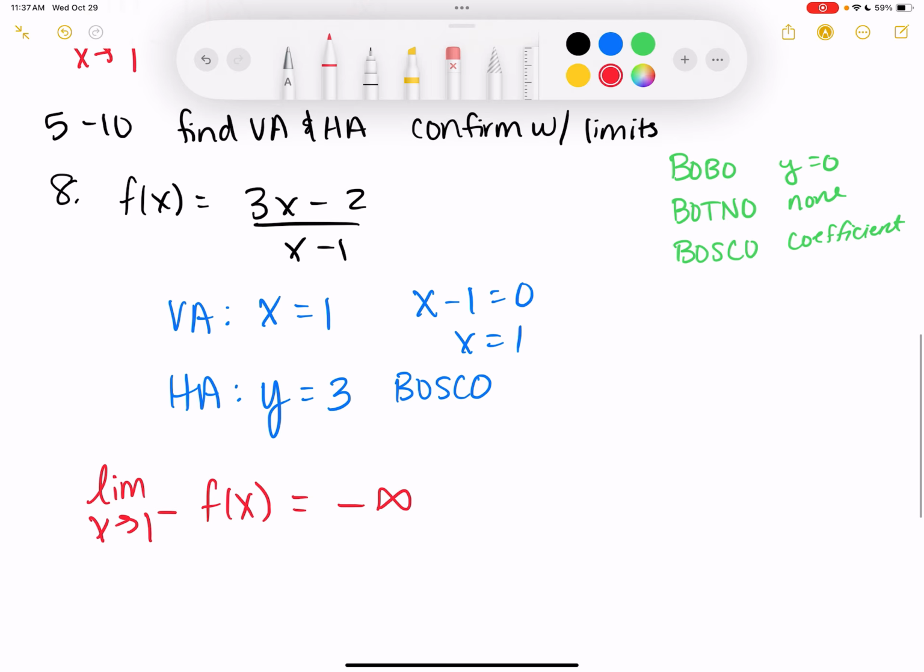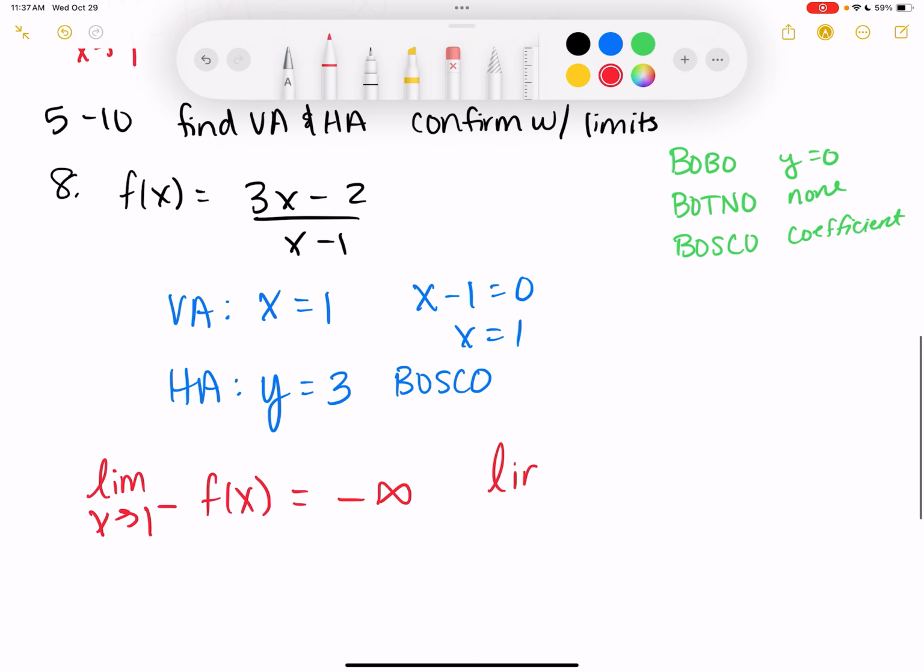And then the limit as x approaches 1 from the right, so 1.0001, is positive infinity. If these are opposite, then you've confirmed that that's your vertical asymptote. One has to go to positive infinity, one has to go to negative infinity.